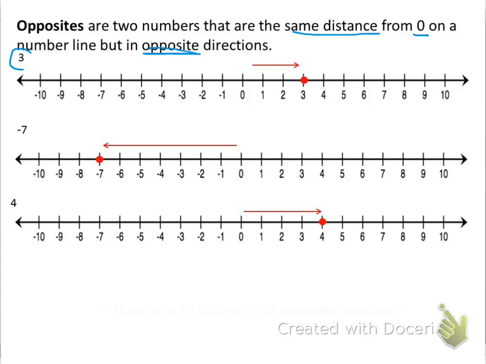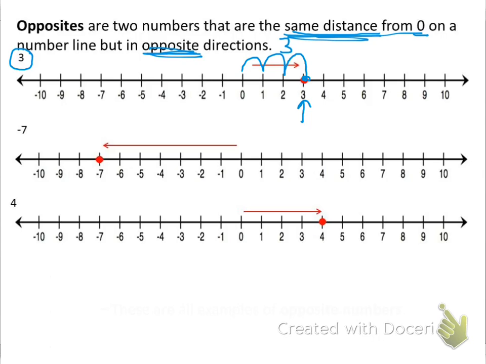Here we have 3. So I've plotted 3 on our number line. And an opposite is the same distance from 0. So to find the opposite of 3, we need to figure out how far 3 is from 0. And 3 is 1, 2, 3 spots from 0. The opposite of 3 will be the same distance but in the opposite direction.